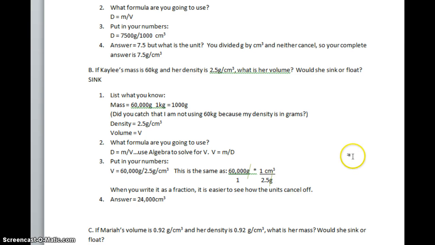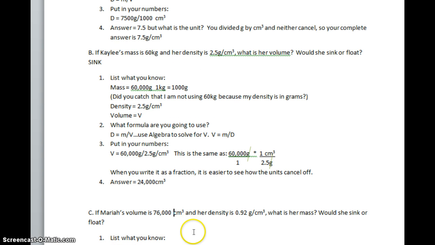All right, so let's do another one. If Mariah's volume is 0.92 grams per centimeter cubed and her density is 0.92 grams per centimeters cubed, what is her mass? And let's fix that problem. Sorry about that. Hopefully you caught that right away. The volume is 76,000 centimeters cubed. Her density is 0.92 grams per centimeters cubed. What is her mass? Will she sink or float?